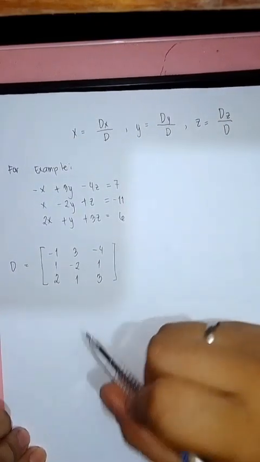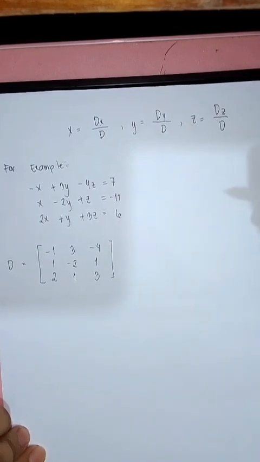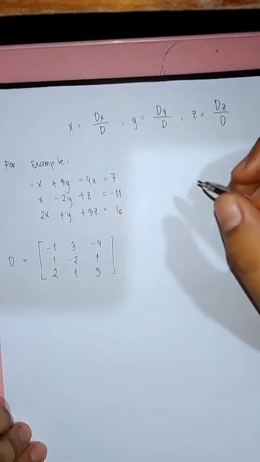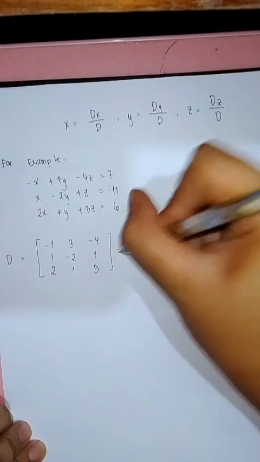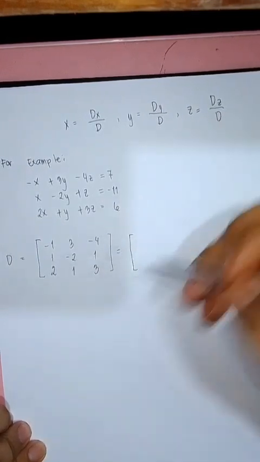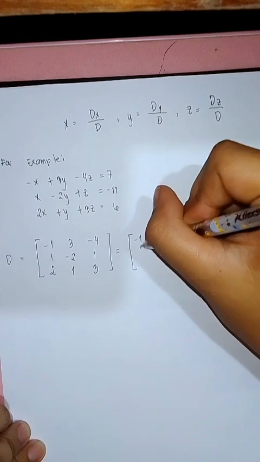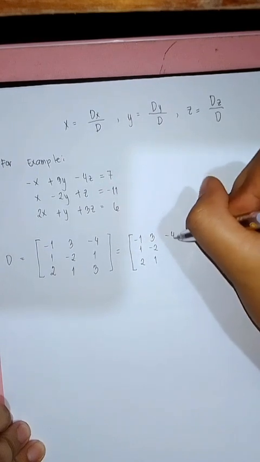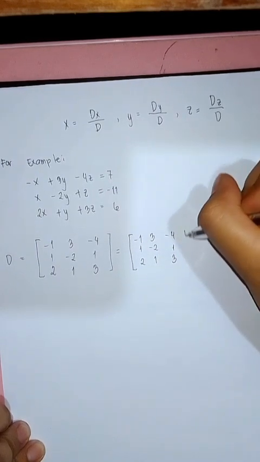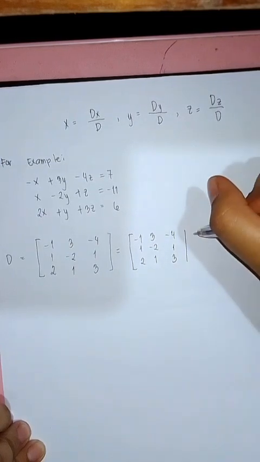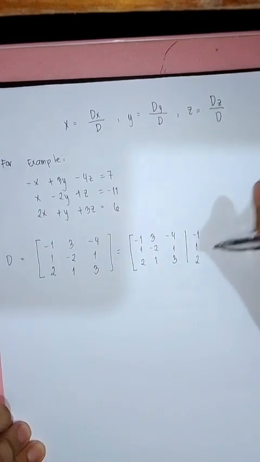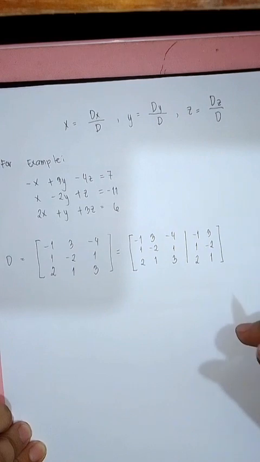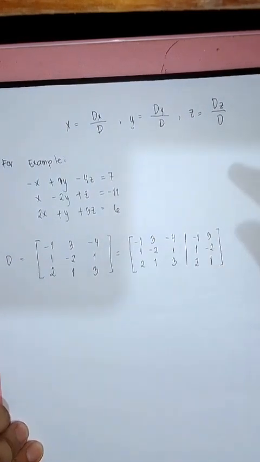Okay, now to get the determinant of this 3 by 3 matrix, we will use the basket method since for me it is the easiest way of getting the determinant of a 3 by 3 matrix. So this is simply copying this matrix, negative 1, 1, 2, 3, negative 2, 1, negative 4, 1, 3, and copy the first two columns, negative 1, 1, 2, 3, negative 2, 1. We'll just simply make a basket here out of this matrix.